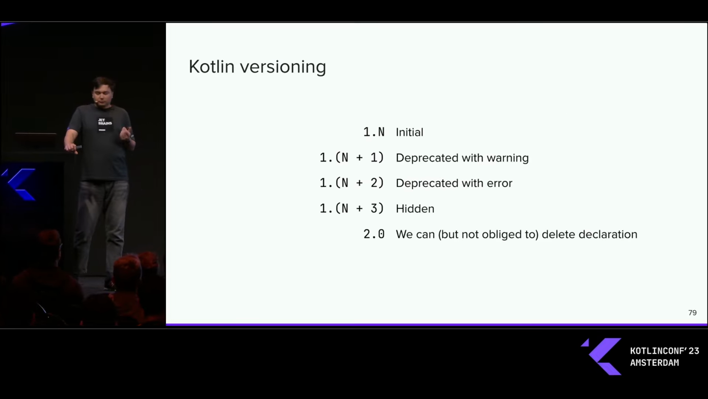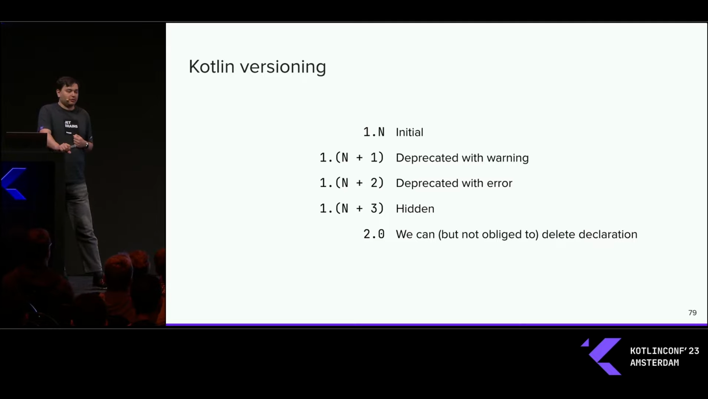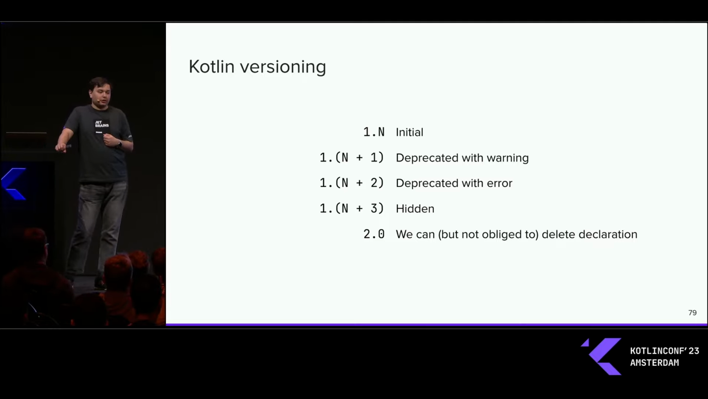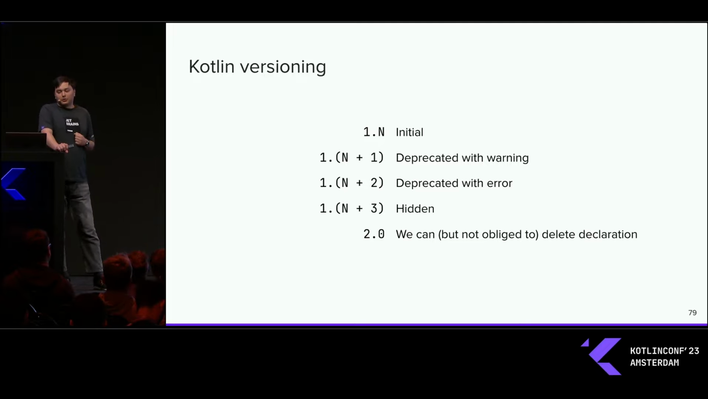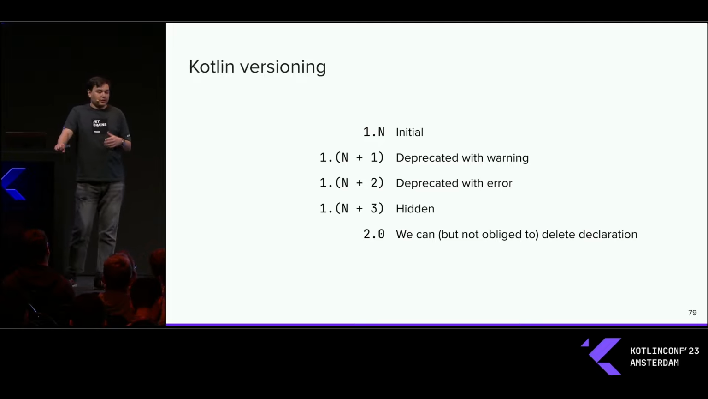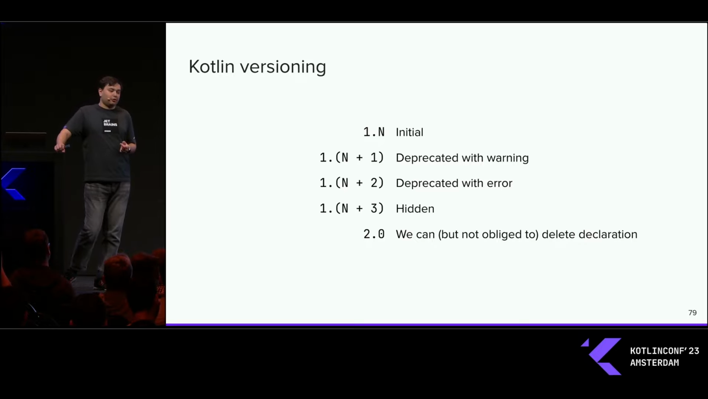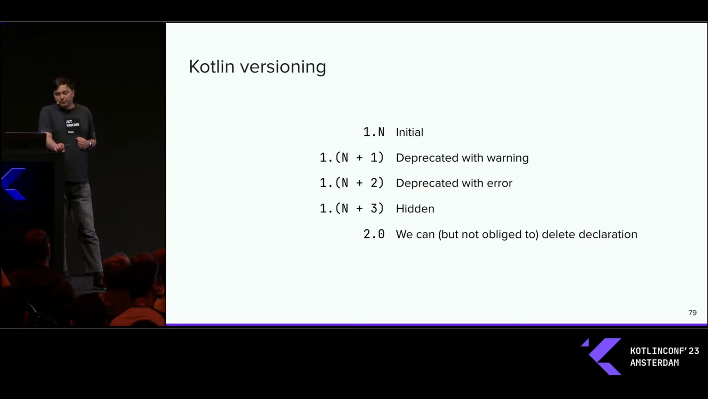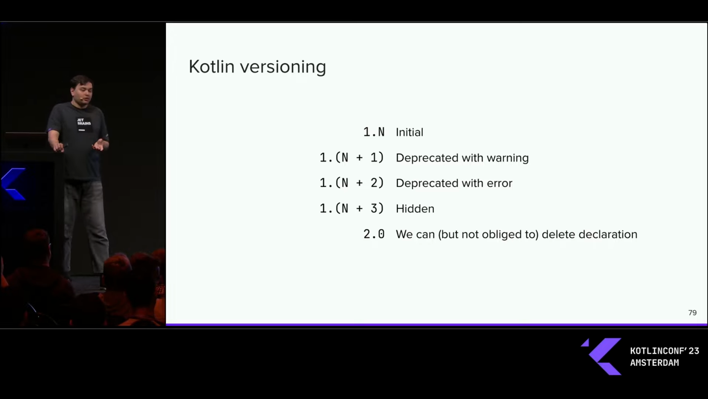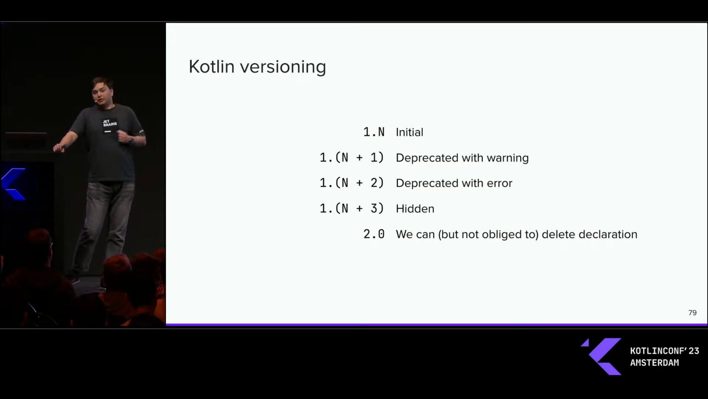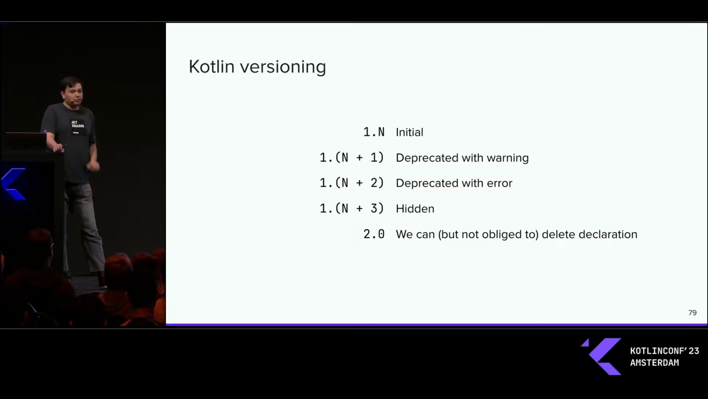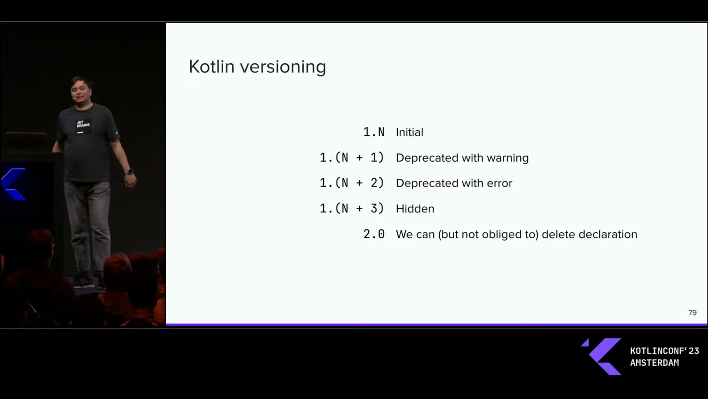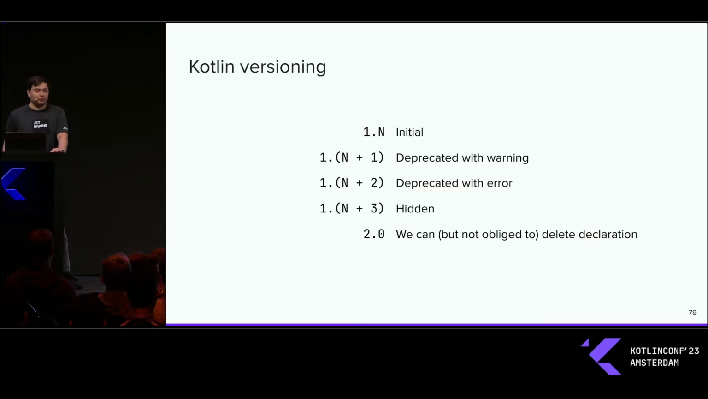For example, Kotlin has the following compatibility policy. If you had some declaration in Kotlin 1.n, then in 1.n+1, it is deprecated with warning. Then in 1.n+2, it is deprecated with error. And in 1.n+3, it is hidden. And in 2.0, we theoretically could delete all these hidden declarations. But don't worry, we won't do this. But it is possible if you adopt this scheme and say, oh, I just want to delete everything.